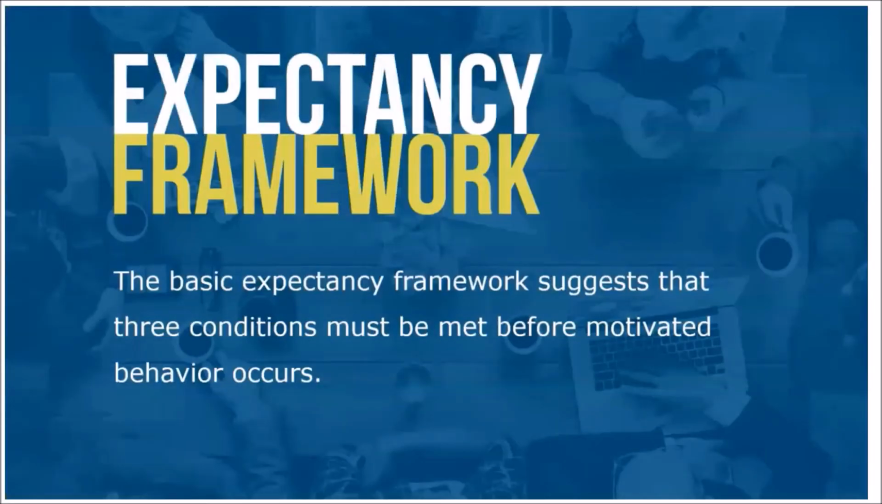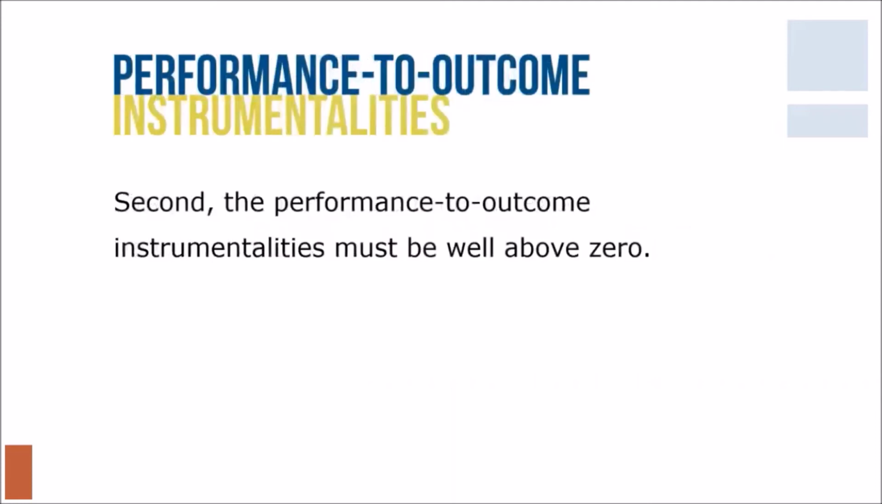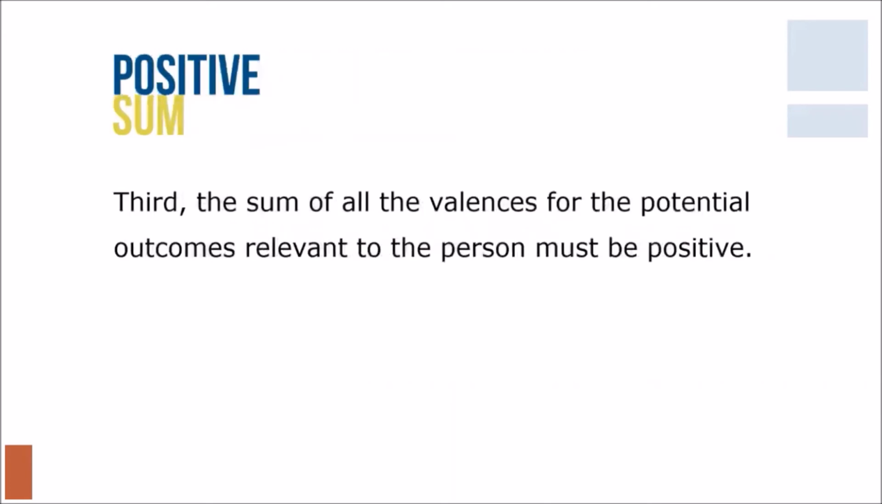The basic expectancy framework suggests that 3 conditions must be met before motivated behavior occurs. First, the effort to performance expectancy must be well above 0. That is, the worker must reasonably expect that exerting effort will produce high levels of performance. Second, the performance to outcome instrumentalities must be well above 0. In other words, the person must believe that performance will realistically result in valued outcomes. Third, the sum of all the valences for the potential outcomes relevant to the person must be positive. One or more valences may be negative as long as the positives outweigh the negatives.